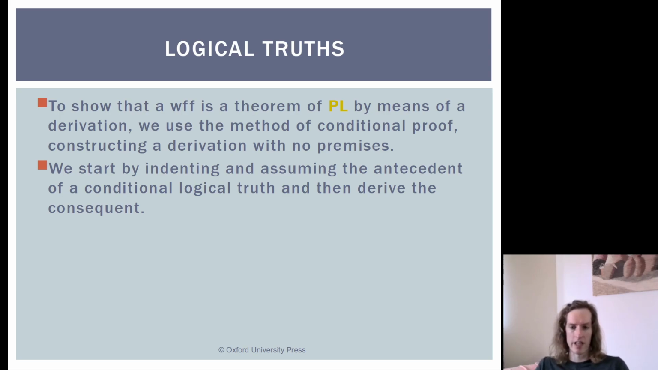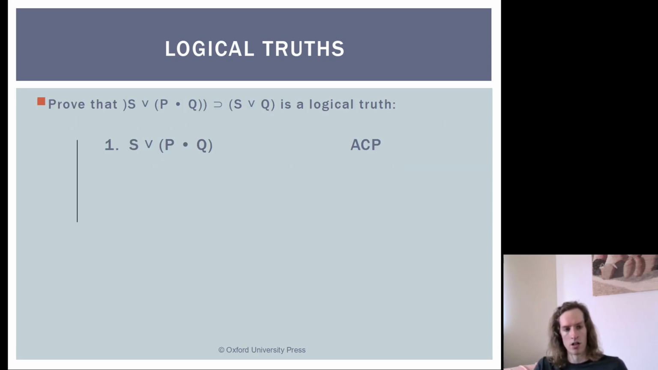But that also works if we don't have any premises. We can just assume something and see what follows from that assumption given the rules. So in this case, we're going to start already indented. The very first line of our proof here is already going to be indented. So we want to prove, and one of my parentheses is flipped around here, but hopefully that's not too distracting, that if S or P and Q, then S or Q is a logical truth.